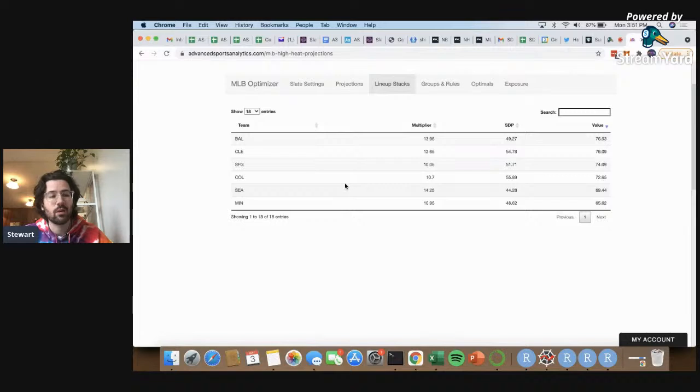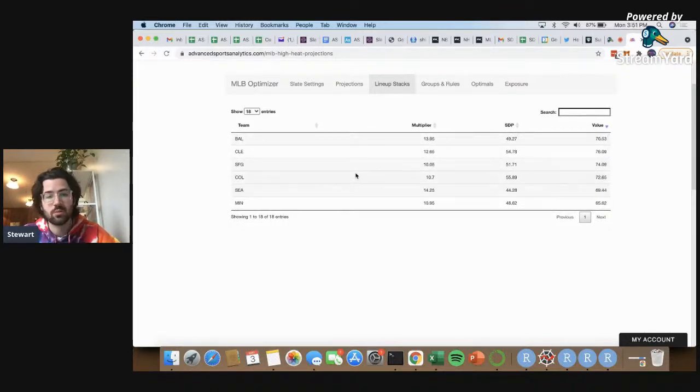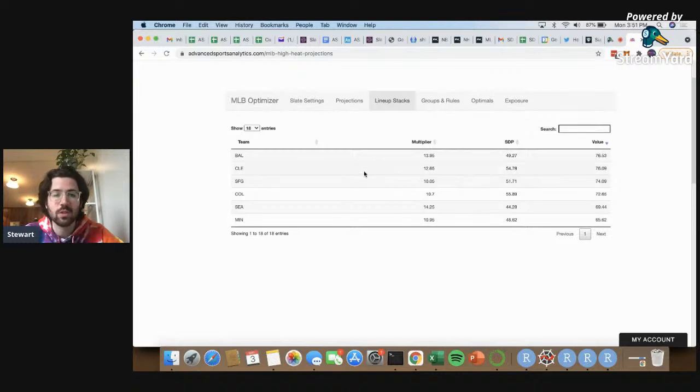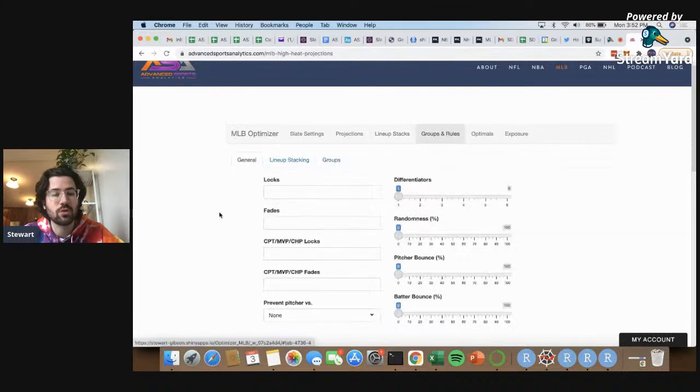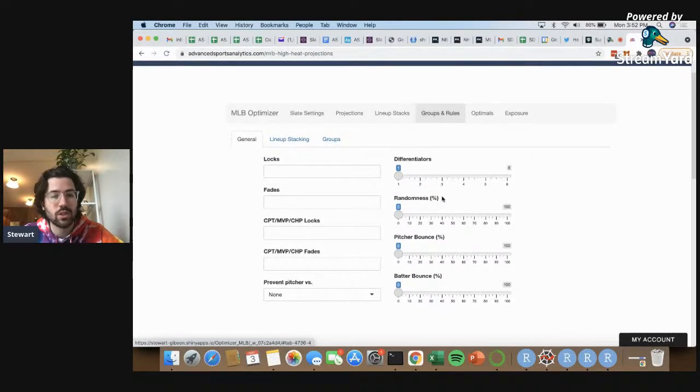So if you're building by hand and want to get a quick sense or layout of what teams are showing the strongest projections as a whole for stacking purposes, using this lineup stack tab could be a good way to go. For tournament purposes, I rely heavily on the tools and crunching the numbers using rules and the optimization function to generate the lineups that I want. So we can go through some of the different features that are available to people who are creating lineups using our optimizer and projections.